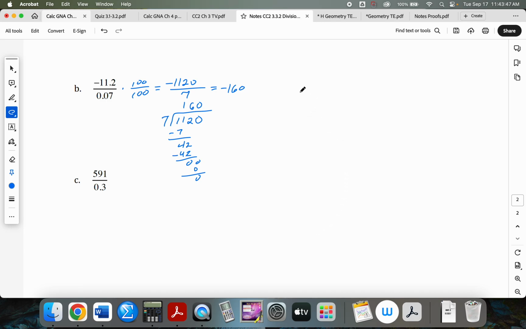And for this one, I think it's probably faster to have done the standard algorithm because you had to end up doing long division anyway. We have to move the decimal 2 places to the right, so we've got to add on an extra 0 to our dividend. And now it's exactly the division that we did down here. 7 goes into 11 once. Subtracting, we get 4, bring down the 2. 7 goes into 42 6 times. Subtracting, we get 0, bring down the last 0. 7 goes into 0 0 times, so we get negative 160 that way also.